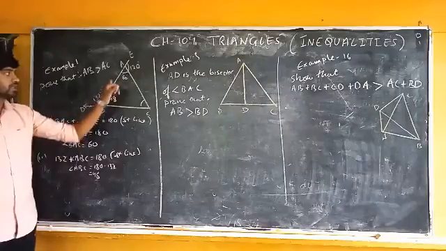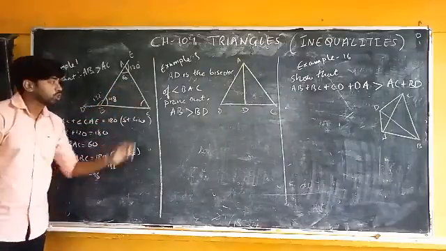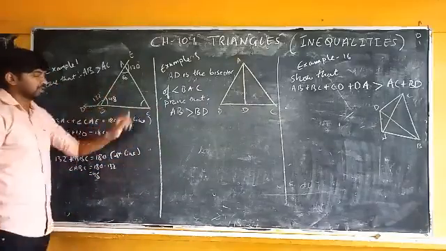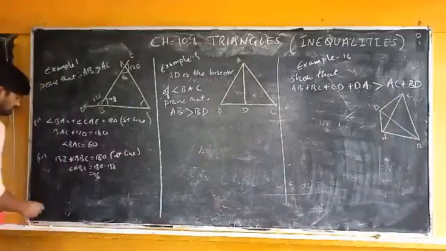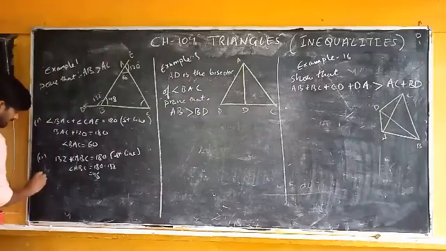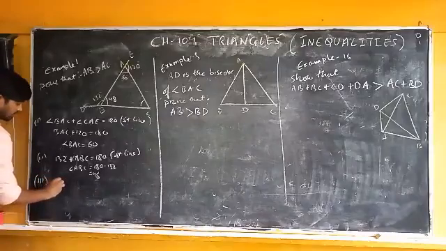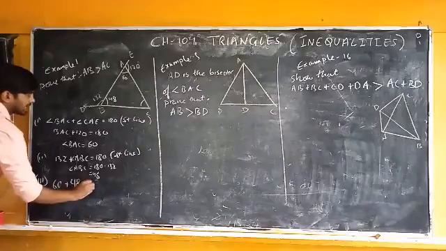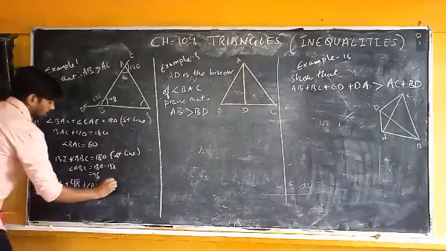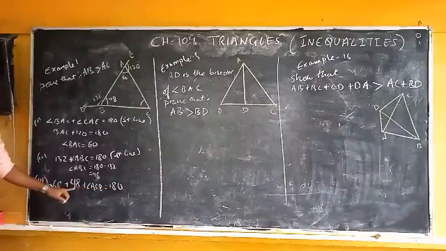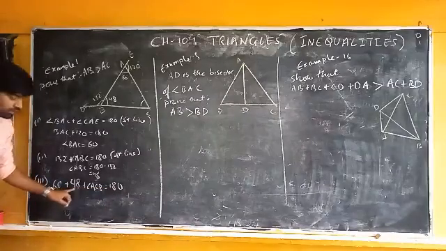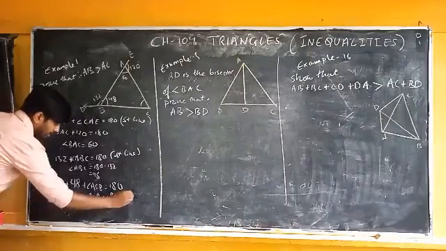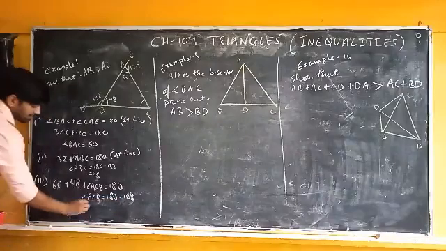If this is 48 and this is 60, how much is this angle going to be? Can you find this angle? Yes, I can. How? 60 plus 48 plus this angle, angle C, equals 180 degrees. You can write it like this: 60 plus 48 plus angle ACB equals 180 degrees. If we add 60 plus 48, we get 108. So ACB equals 180 minus 108. Your answer is going to be 72.